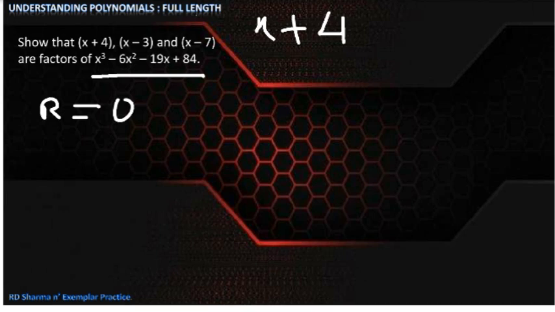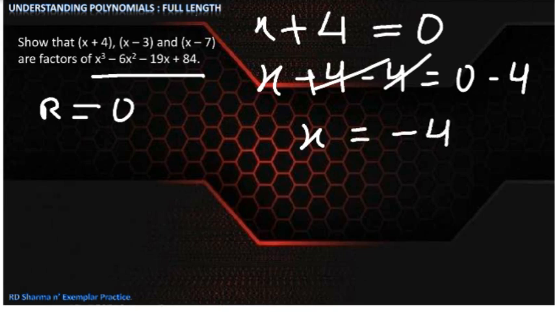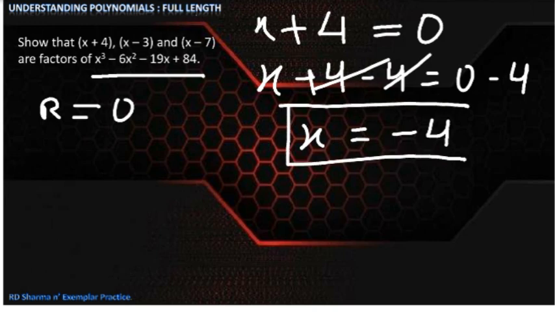Now how do we approach it? First let us find the 0 of the expression x plus 4. x plus 4 का 0 क्या है? For that we need to equate it to 0 first. And now we have x plus 4 minus 4 equals to 0 minus 4. 4 and 4 get eliminated and x equals to minus 4. So the 0 we obtained for x plus 4 is x equals to minus 4.